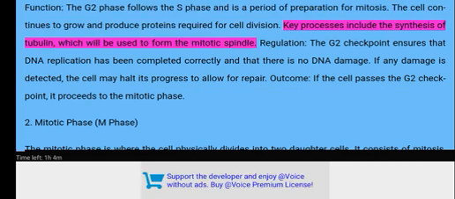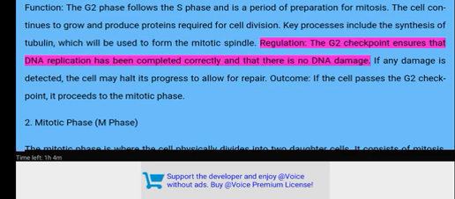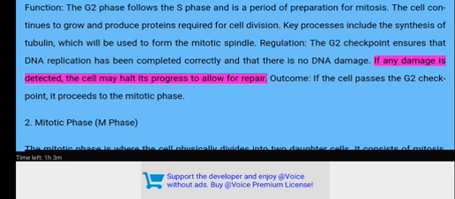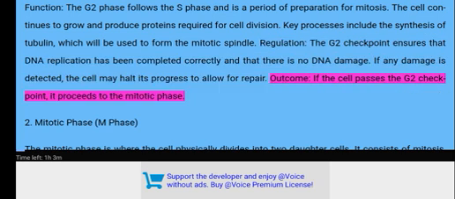Key processes include the synthesis of tubulin, which will be used to form the mitotic spindle. Regulation. The G2 checkpoint ensures that DNA replication has been completed correctly and that there is no DNA damage. If any damage is detected, the cell may halt its progress to allow for repair. Outcome. If the cell passes the G2 checkpoint, it proceeds to the mitotic phase.